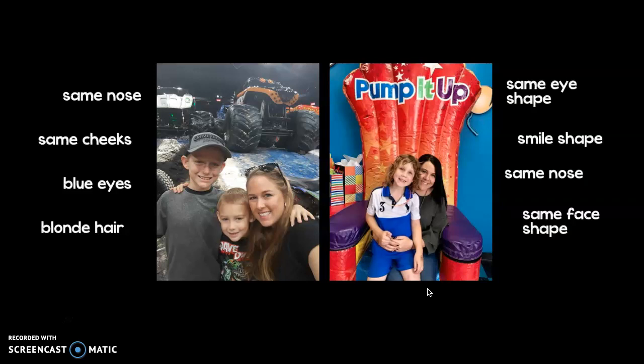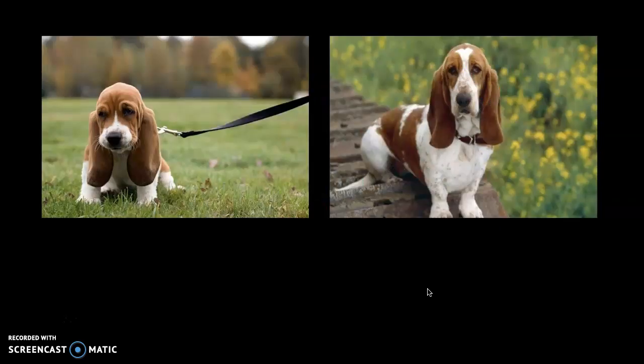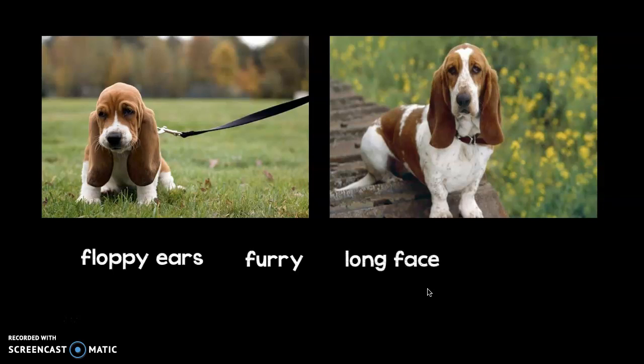Sometimes animals have spots or stripes, but you can still tell that they are a mom and a baby. Let's take a look at this mom and baby pair. Can you pause this video and see if you can figure out what traits these two dogs have that are the same? Did you say they both have floppy ears? They're both furry. They have long faces. Notice this baby's face isn't quite as long yet, but I know he's going to grow into it and be this long too, because you can see that it's already starting.